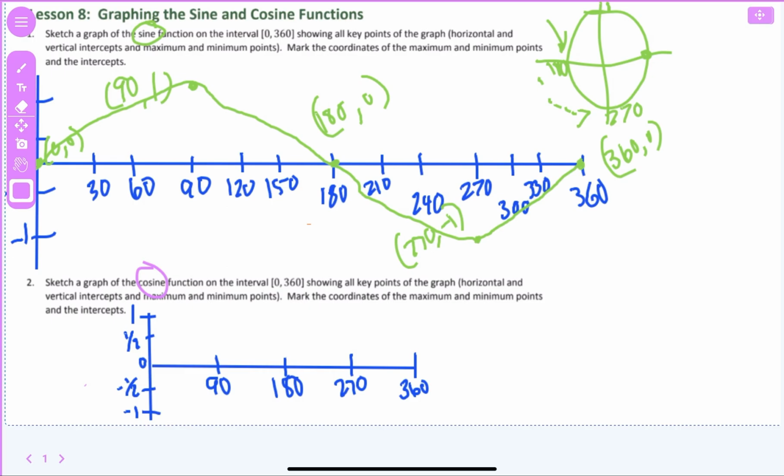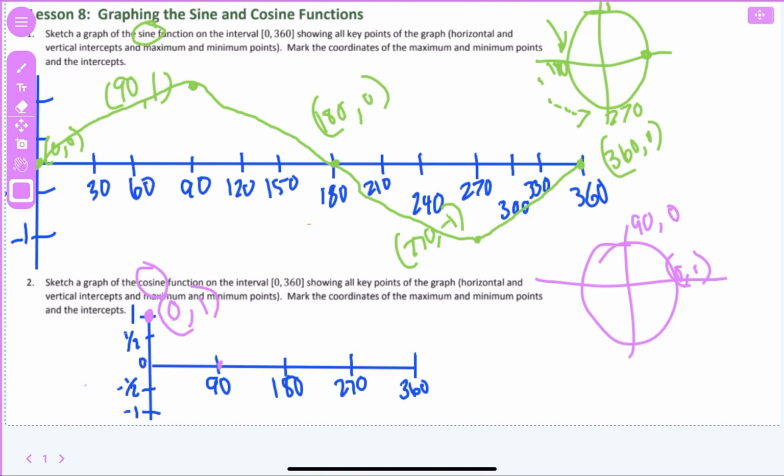So we're starting up here, and we have a 0, 1 coordinate. Now, when we rotate up to 90 degrees, what is the cosine? Well, we've not moved off of the y-axis. Remember, cosine is the measurement from the y-axis, so we're at 0. When we have 90, it's going to be 0. We're set down here on 0. So that is 90 and 0.